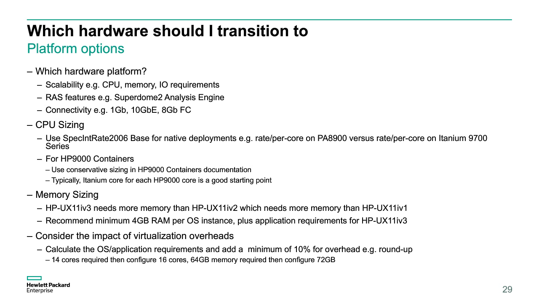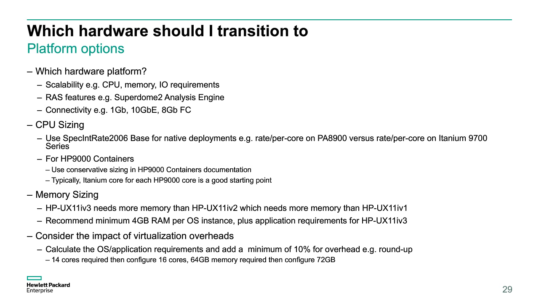So calculate what the OS and application requirements are. Don't forget that 4 GB, and add a minimum of 10% overhead, and then round up. For example, the Integrity Virtual Machines Administration Guide will give you exact numbers on how to size this, but from my experience, I would say go with a minimum of 10%. So if the number that you calculated is less than that, still add 10% and then round up.